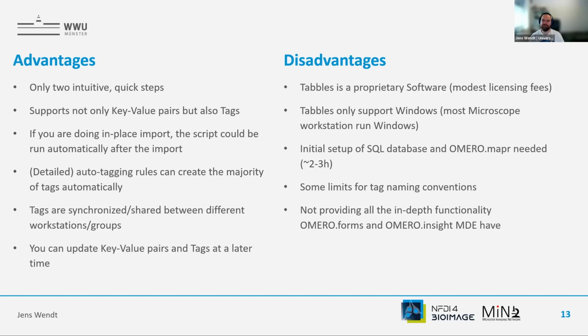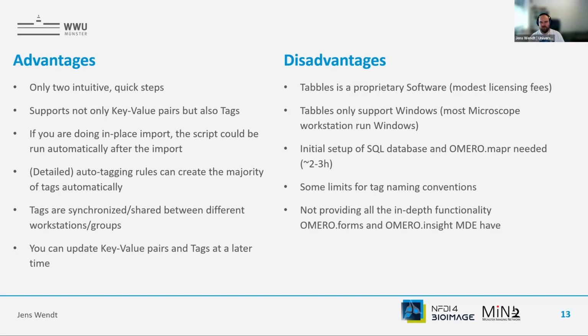It's really well explained. There are some limits for tag naming conventions, namely you can't start with an underscore or something like this. But those are fringe things, and it is not providing all the in-depth functionality OMERO Forms or OMERO Inside MDE have. But this is a compromise. Our focus was high user adaptability and high user adoption with a low entry barrier. So I think we kept 80%, maybe 70% of the functionality of Forms and Inside or MDE.